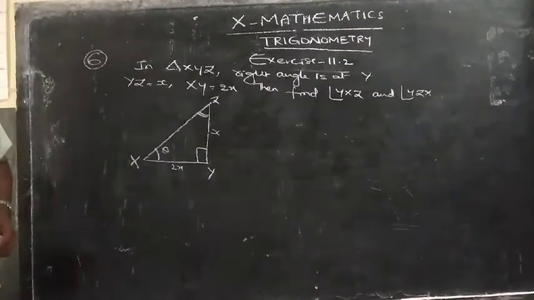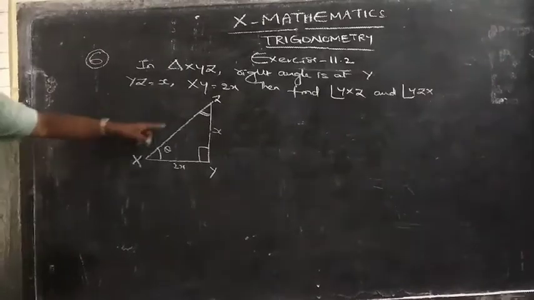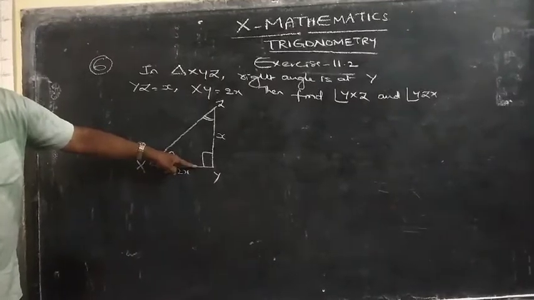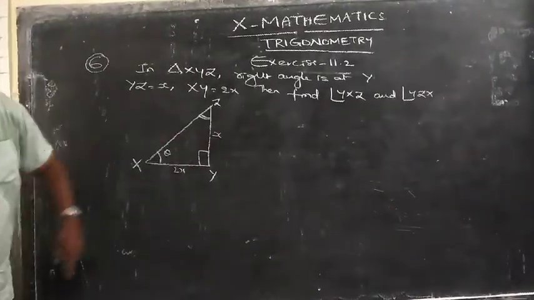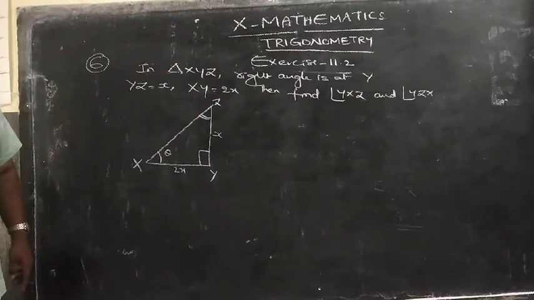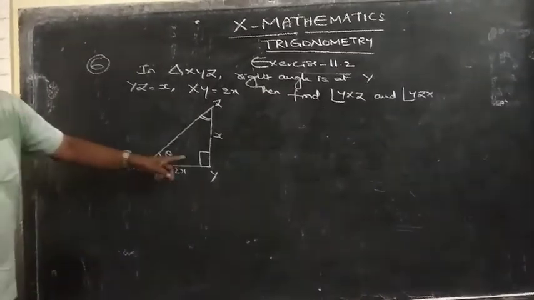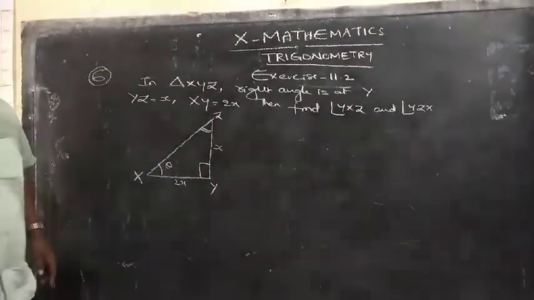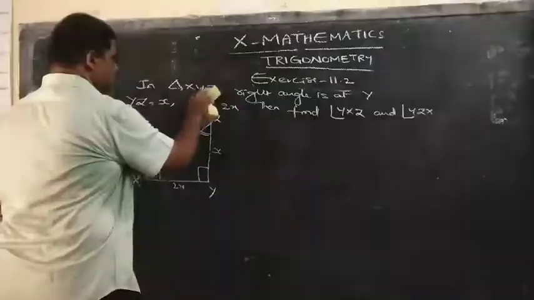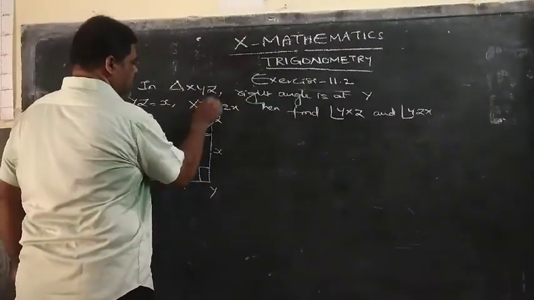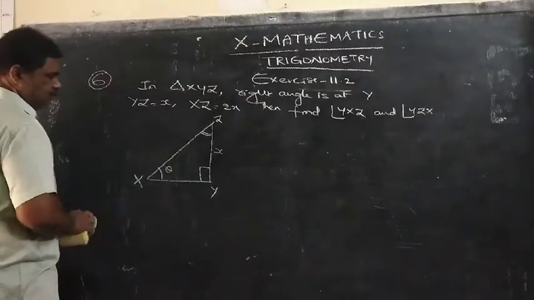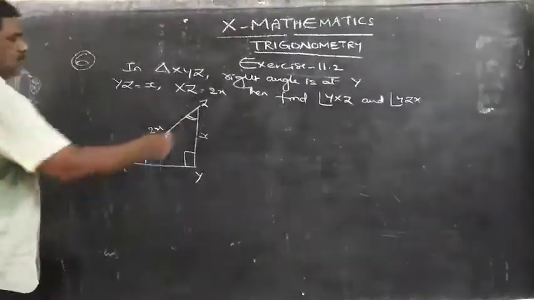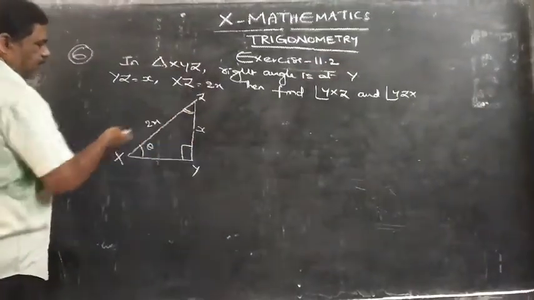In triangle XYZ, right angle is at Y. YZ is equal to x. And XY is equal to, we have to correct this sum. XZ is equal to 2x. This is not XY. We should correct it. It is XZ is equal to 2x. So one perpendicular side is given, hypotenuse is given.